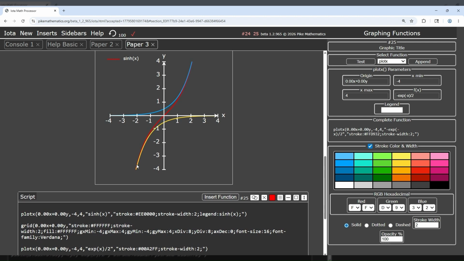So I hope you found that interesting. These are the capabilities that you'll find in Iota for trigonometry. I want to thank you for taking the time to watch today. I hope you enjoyed this discussion on trig and that you use these features in the future in Iota.